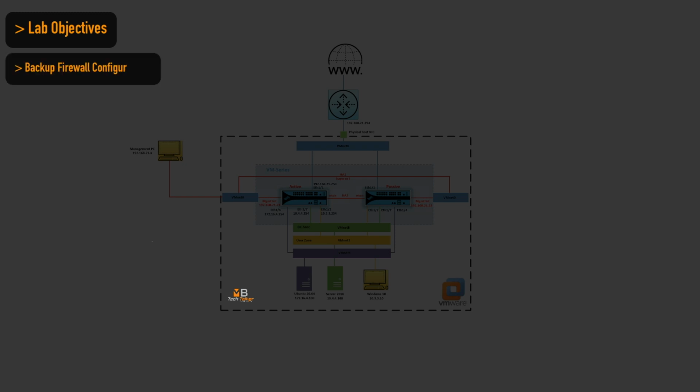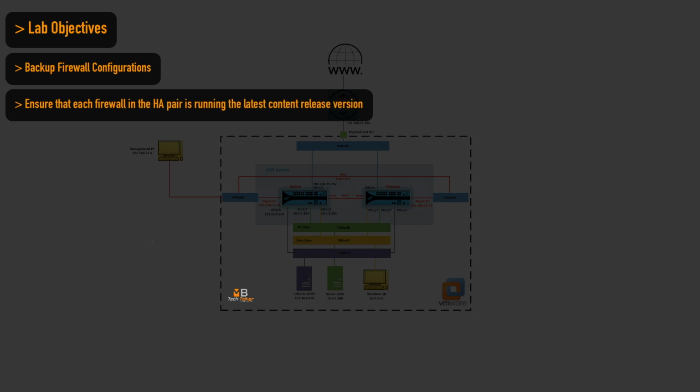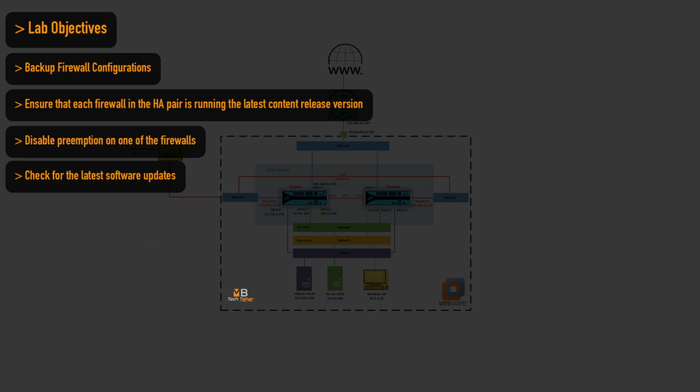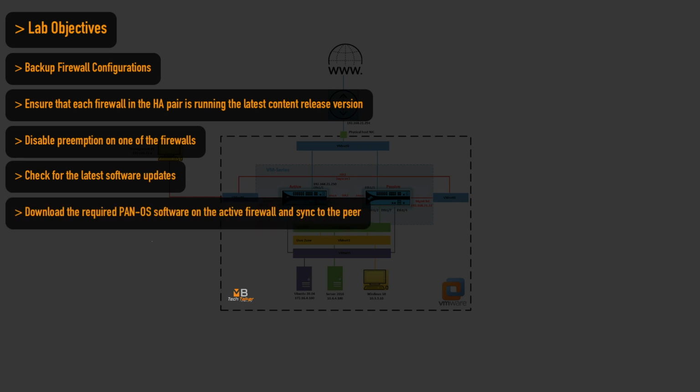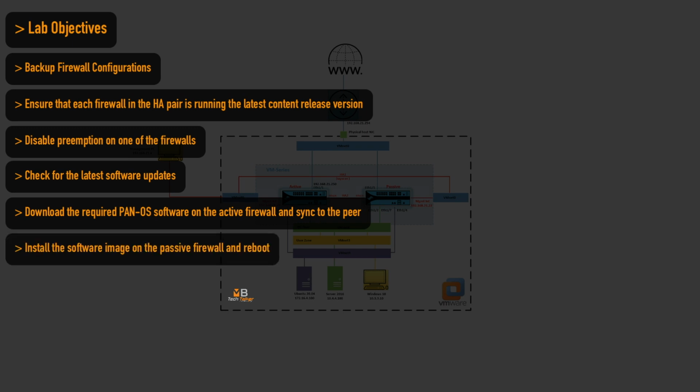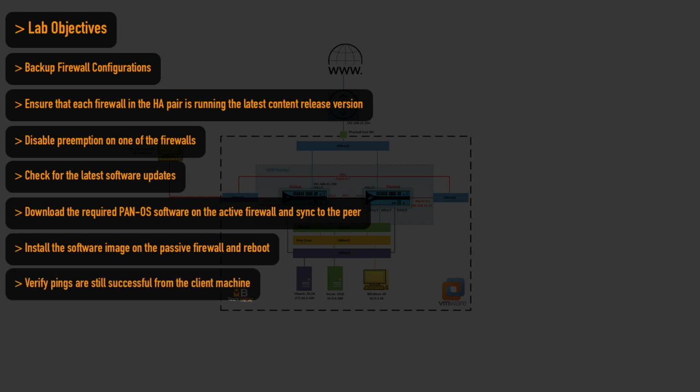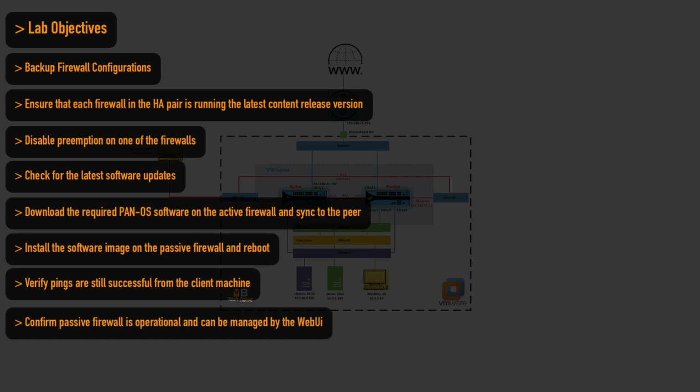Okay, so first of all, we need to back up the firewall configurations locally on the PC. Ensure that each firewall in the HA pair is running the latest content release versions. Disable preemption on one of the firewalls. Check for the latest software updates. Download the required PAN-OS software on the active firewall and then sync to the peer. Install the software image on the passive firewall and reboot. Verify pings are still successful from the client machine. Confirm that the passive firewall is operational and can be managed by the web UI.